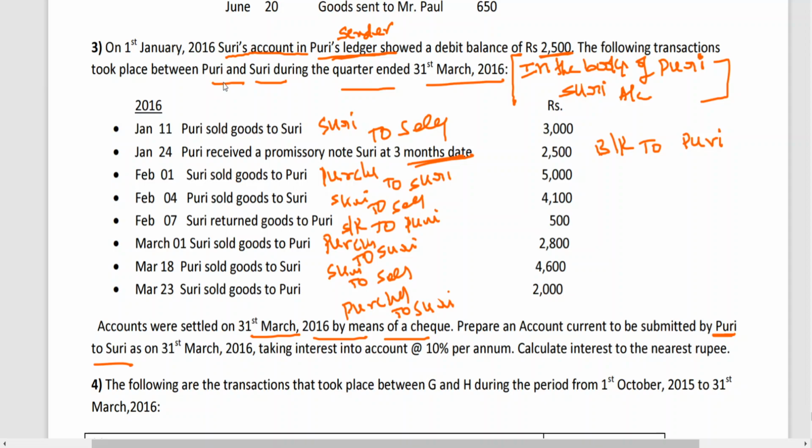The entry will be bills receivable account debit. Come on, tell me. To Suri account, because Puri has received the bill. Promissory note of Suri means we are receiving bills receivable. The entry is bills receivable account debit to Suri account. So January 24, 2500.